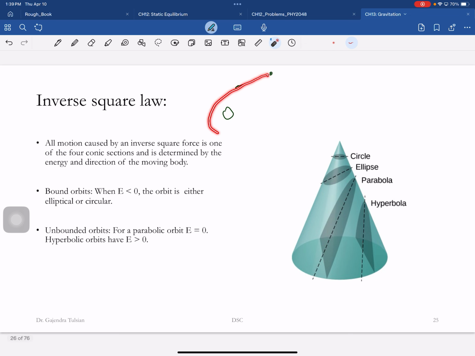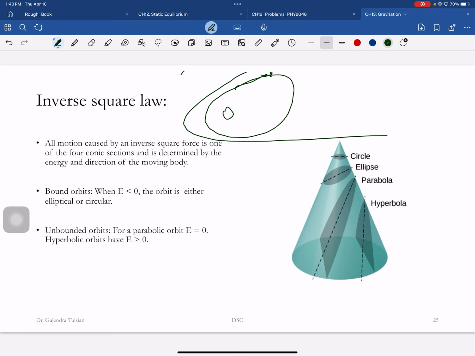It could go like this. It could go to infinity. So here are the possible orbits. All right. It turns out that this guy is a bound orbit. For you to have a bound orbit, the total energy of it, which is potential plus kinetic energy, needs to be less than 0.